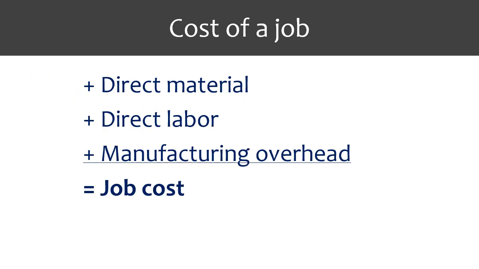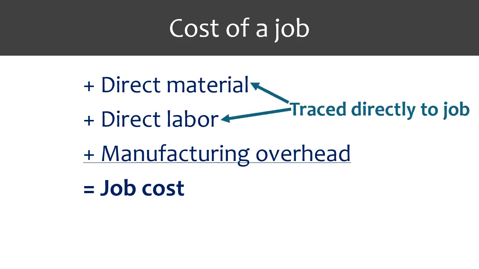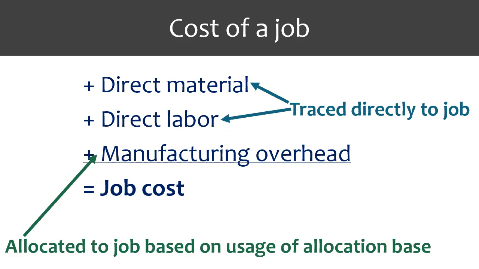The cost of a job is calculated as the job's direct materials, plus its direct labor, plus its manufacturing overhead. Direct materials and direct labor are traced directly to each job. Manufacturing overhead, on the other hand, is allocated to a job based on that job's usage of the allocation base. The allocation base can be total direct labor hours, total machine hours, or something else.